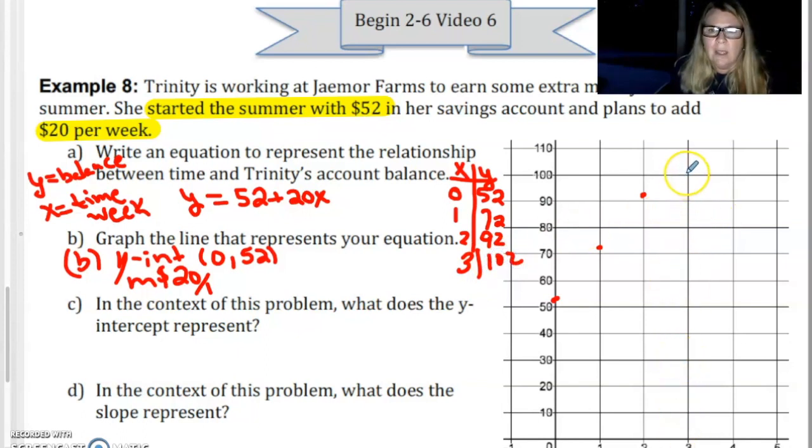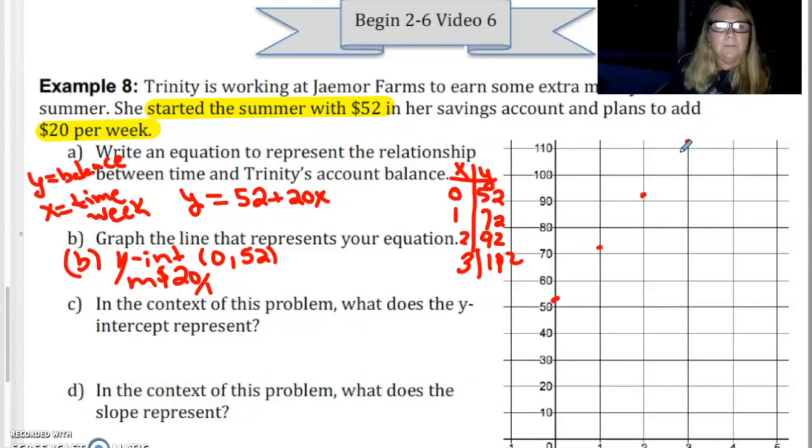So 3 and 102. Excuse me, that's not right. 3 and 112. Let me erase that point because you're adding 20. You can see that dot is kind of off, so it should be 112, 10, 20, right up here.